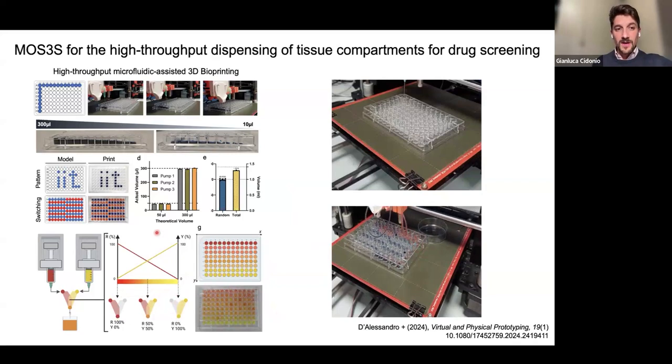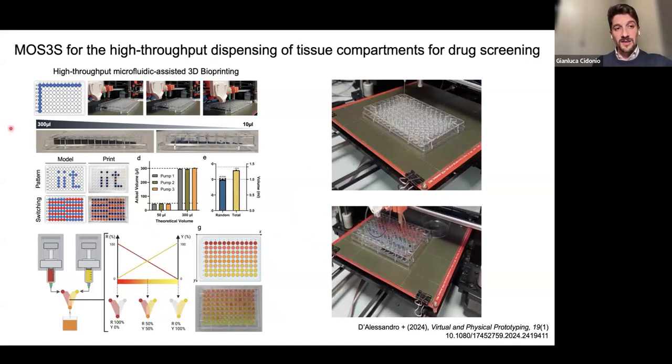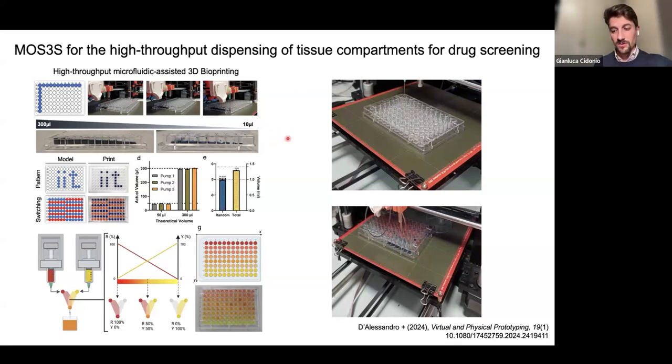Simply by changing and mixing between one material and another, we're able to pattern and print independently. You can see here, for example, different patterns, the old IIT logo, and for example, the possibility to print between different volumes spanning from 10 microliters to 300 microliters. Now the new system that we have is going even lower than 10 microliters.